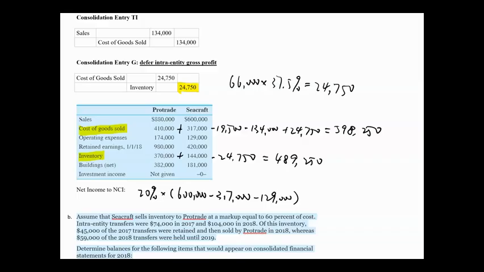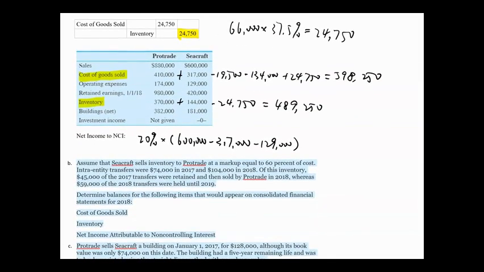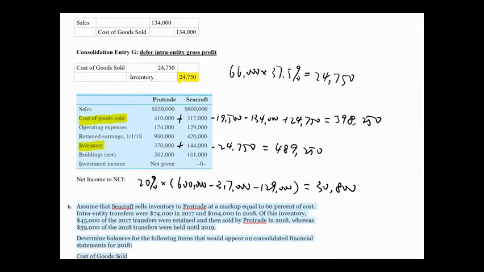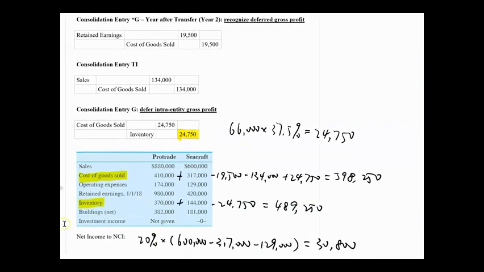If it is upstream, in other words, if Seacraft is the seller, then we need to make some corresponding adjustment related to its cost of goods sold or other expenses. But now because Seacraft is the buyer, there's no adjustment related to this company. So it equals 30,800. All right, so that's the solution to situation A.